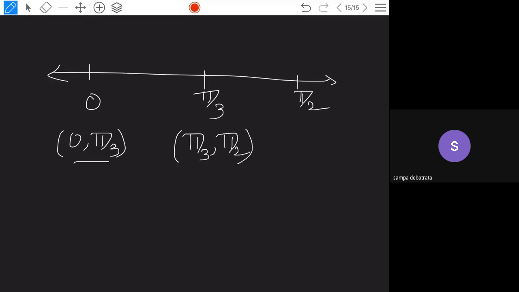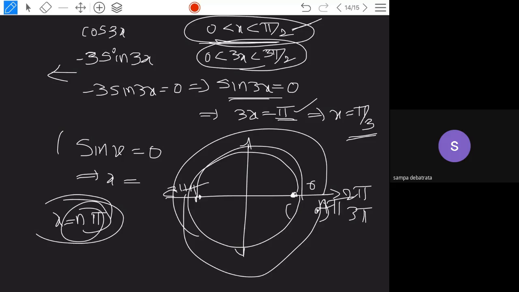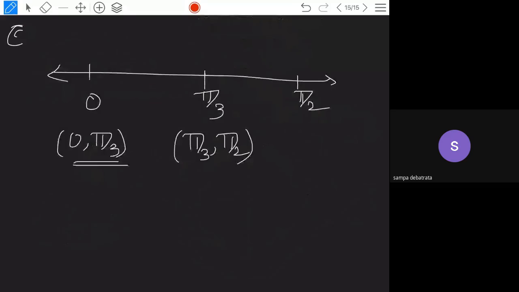So in this interval, how does y dash behave? What do you get here? y dash is equal to minus 3 sin 3x. So in 0 to pi by 3, whenever you take it into consideration, in this interval y dash is equal to minus 3 sin 3x. How does it behave?